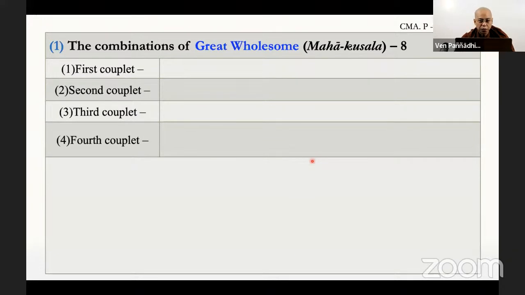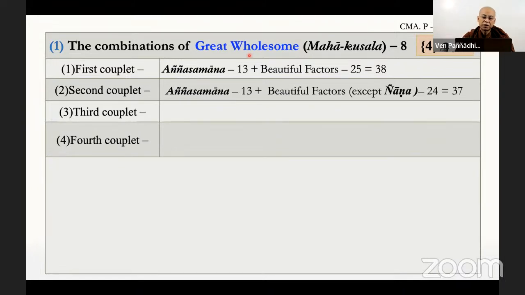Okay, so for the great wholesome, remember the great wholesome has the large number of 38 as usual. So based upon 38, you need to consider how many can be. So for the first couplet, how many mental factors can be associated? 38. All 38, right? And for the second, 37. Why is jnana an exception? Because it's Jnana Vippayutta. Right, this Jnana Vippayutta is easy to know, so jnana is an exception.